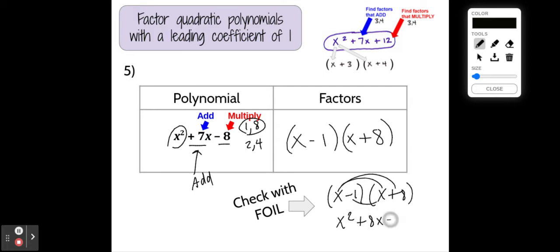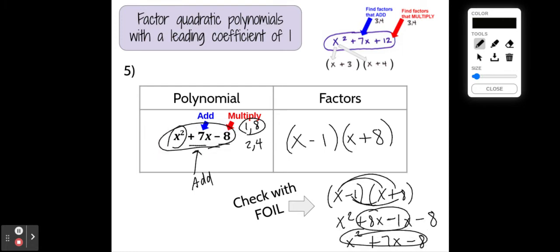And of course, you get to watch me FOIL one more time to check it. See that minus... sorry, that's supposed to be a minus 1. x, and then the negative 1 times positive 8, negative 8. So these two are going to add together to give us that positive 7x we were looking for. And this is the quadratic polynomial that we started with. So that's going to be a check for us.